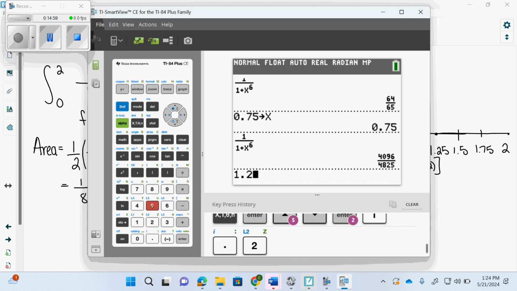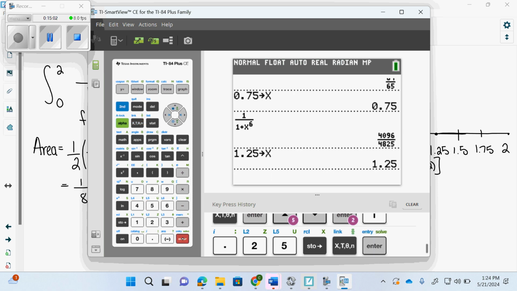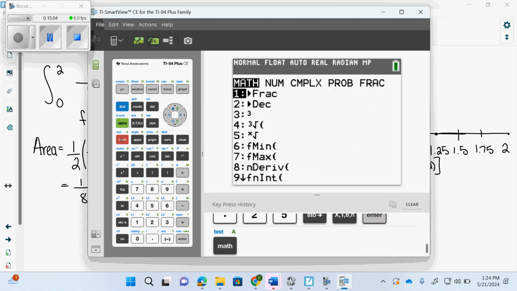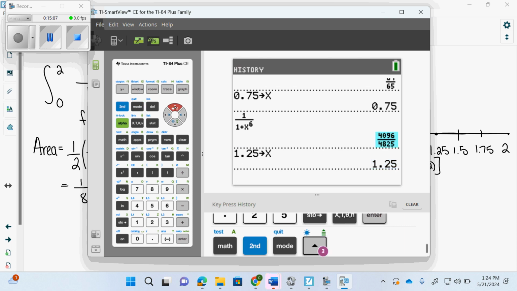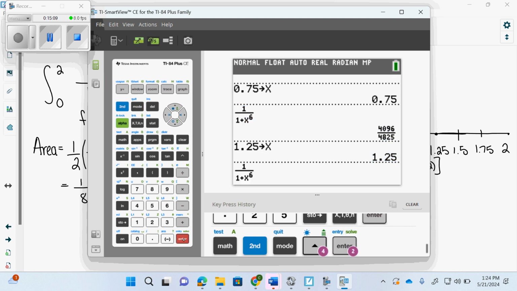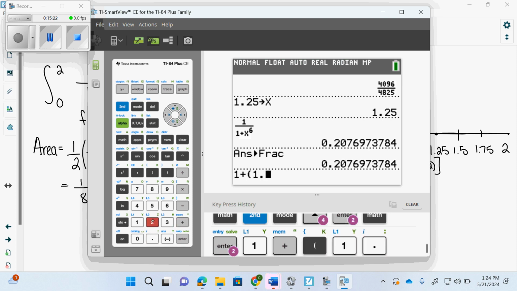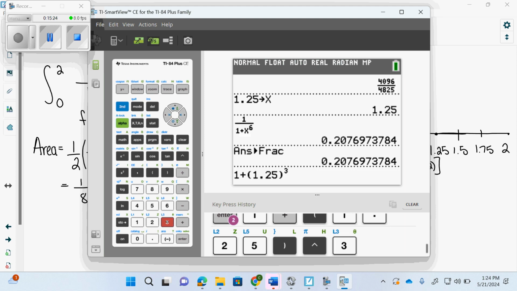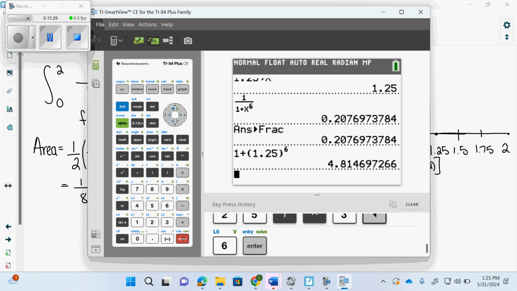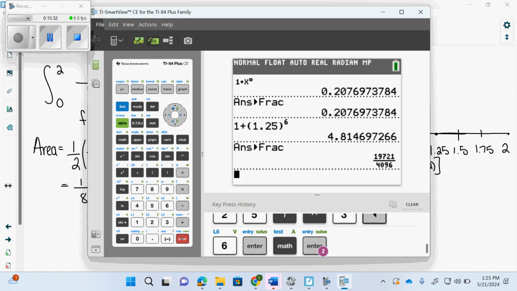So now I go 1.25 store as x. And then go up and steal your equation. 1 plus, what was it? 1.25 to the 6. Oh, so it's 1 over that. So it's 4,096 over 19,721.